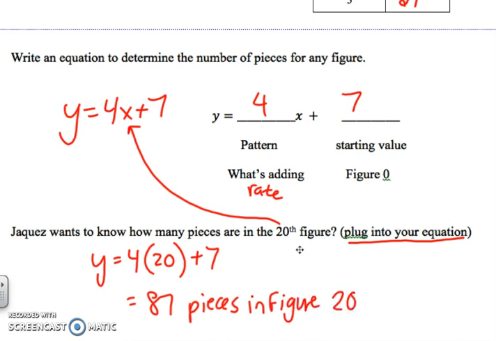Okay? So the whole point is I want you to be able to look at a pattern, write a sequence, and then convert it to a table. And then finally, I need you to ultimately write an equation to represent that pattern. And then I do want you to practice plugging in to see how many pieces would be in a certain figure number. So let's do one more together.